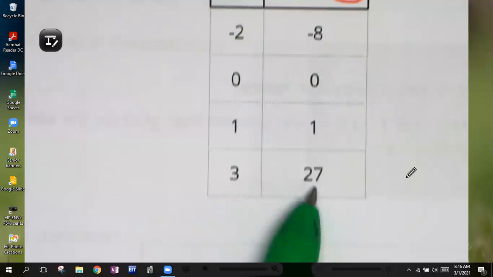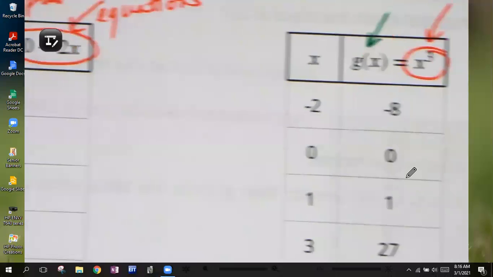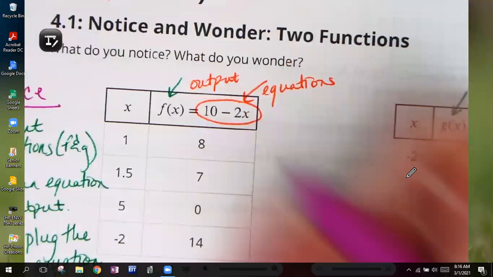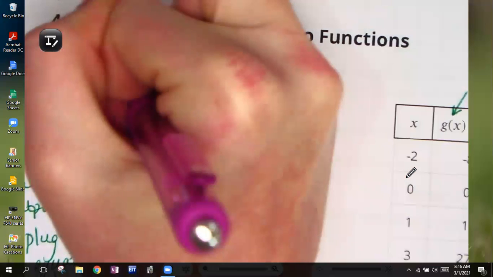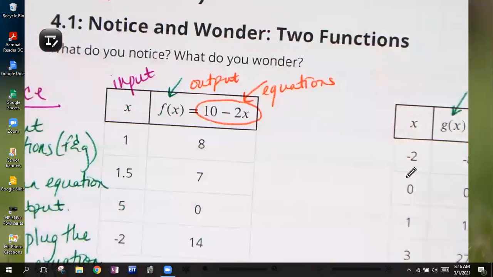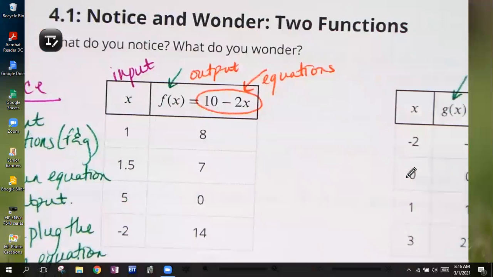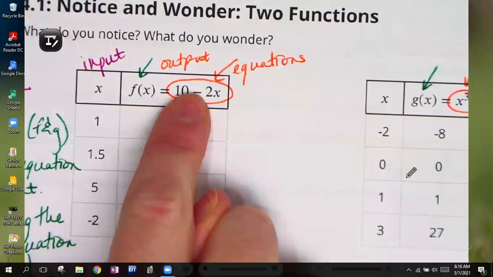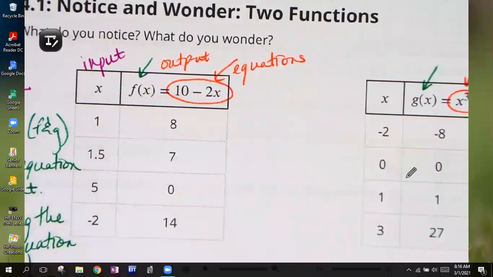Interesting. So when we have these functions set up like this in these input-output tables, because that's what this is, our x is our input and the f of x is the output. If we take our input and plug it into that equation, it's producing our output. Good. Anything else that we notice? These are awesome notices so far.